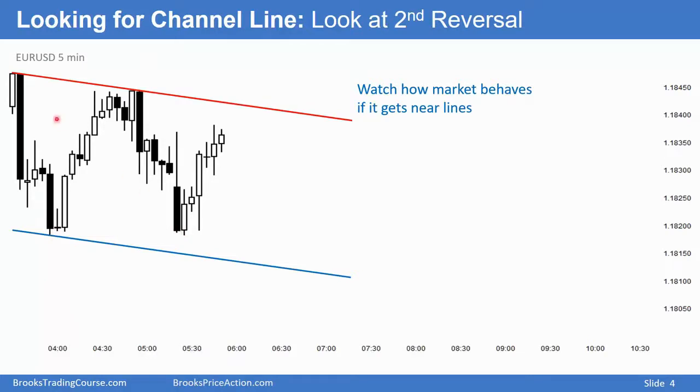Are we in a bear trend? Well, yes, we're getting lower highs. Are we in a bull trend? Sure, we're getting higher lows. That also means that we're in a trading range. We reversed up again. Whenever I see two reversals, I'm going to draw a line.